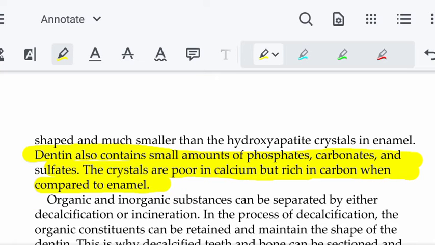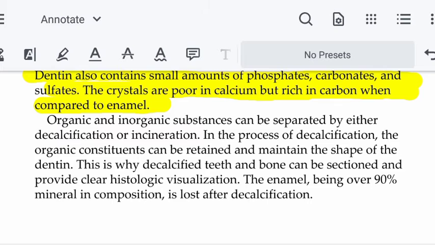Okay, right. Next, moving on, organic and inorganic substances can be separated by either decalcification or incineration. When we do decalcification, what happens? The inorganic compounds are lost by decalcification.